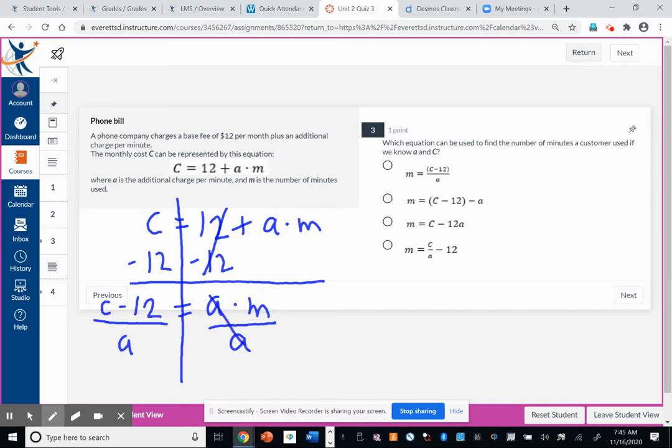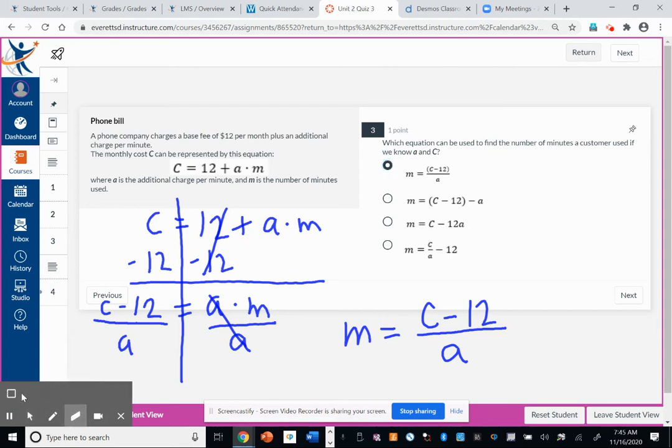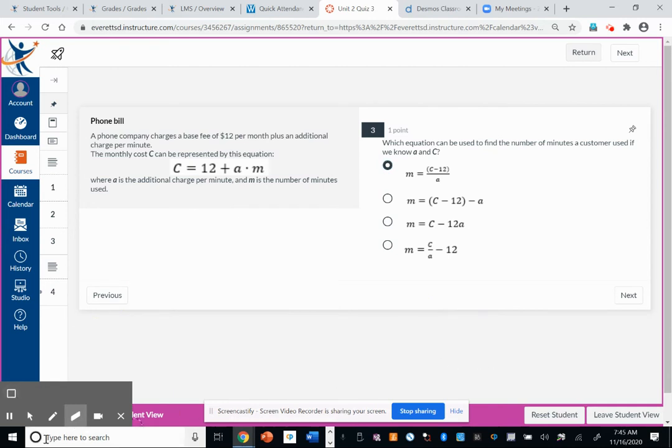So now we do have M by itself, and the equation is M equals C minus 12 all divided by A. And that is the top answer choice here. With the parentheses is fine. It means the same thing, as long as we have the entire C minus 12 in the top of the fraction of what's being divided. And then we have one more question.